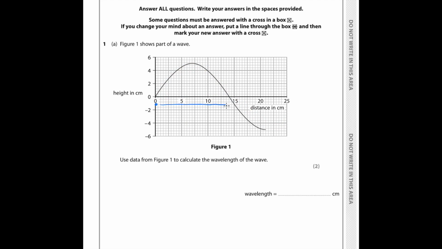So from there to there is half of the wavelength, and that is 14. Just be careful. And if we double that, that'll be 28. A little bit of a tricky scale there. Each 2 blocks is going up by 1.